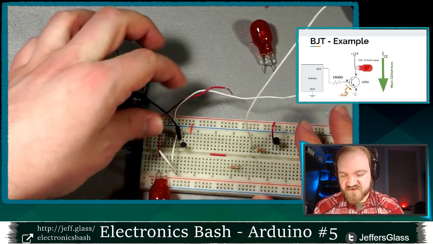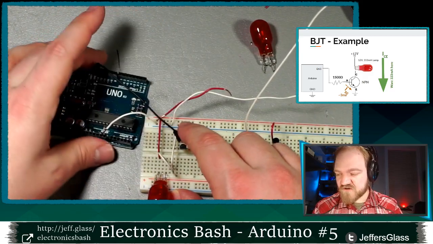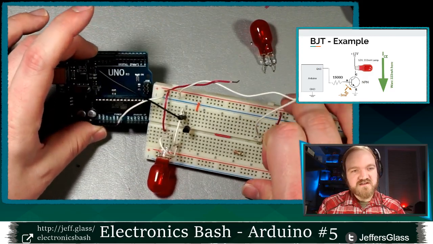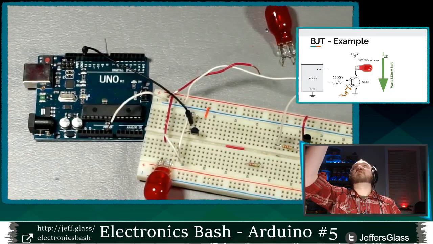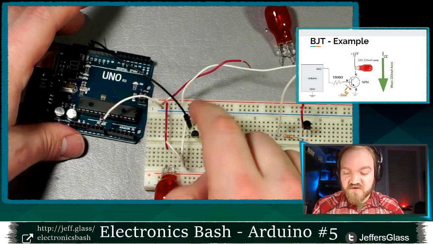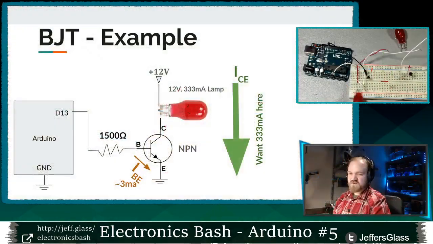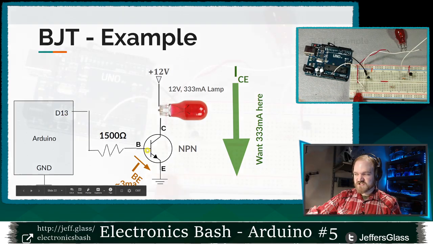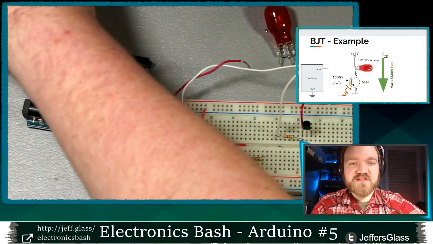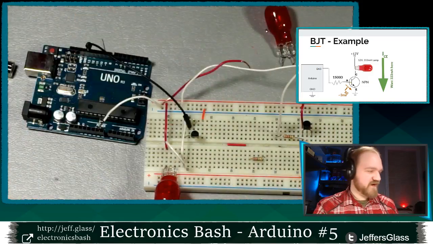So there is my circuit, and I already have a 1500 ohm resistor connected, that little guy down in there, between the pin of the Arduino and the base of the transistor, right? Because we want to limit the current from the Arduino going into the base of that transistor. So let's get this side plugged in, and we'll run a little code, and we'll fire it up.